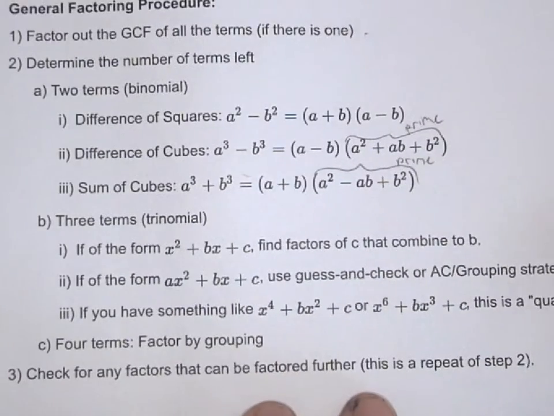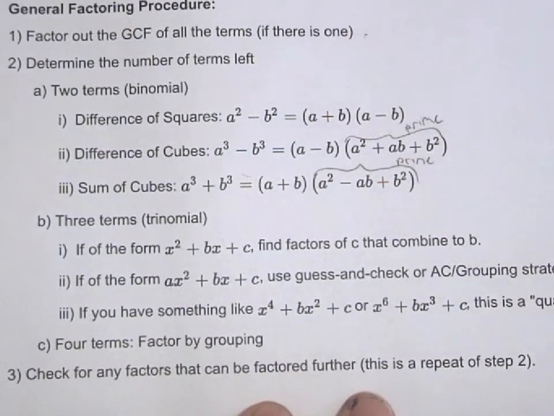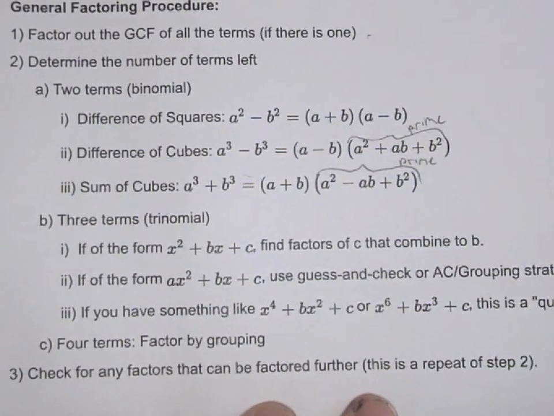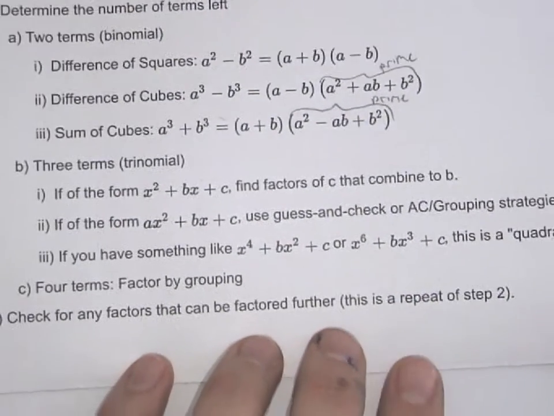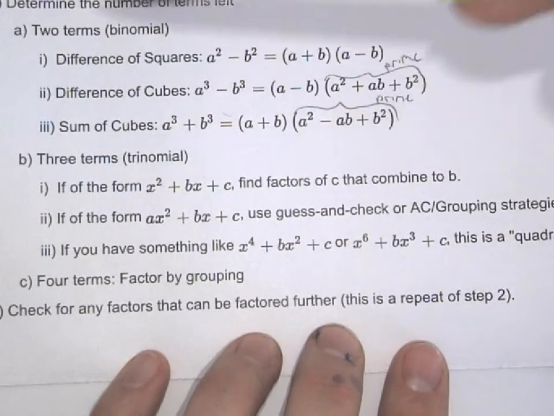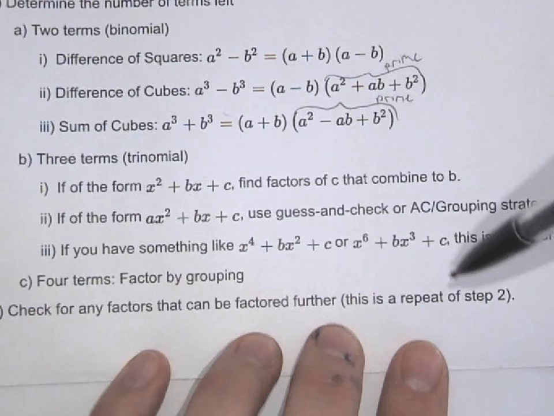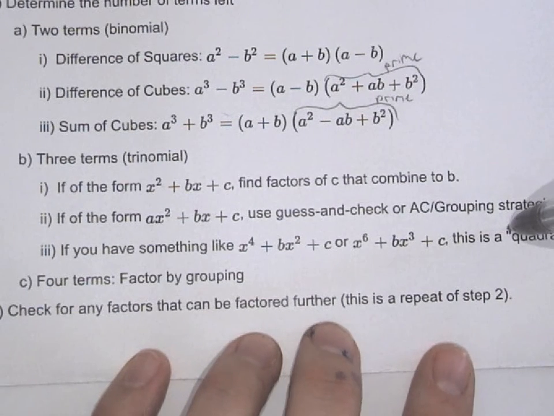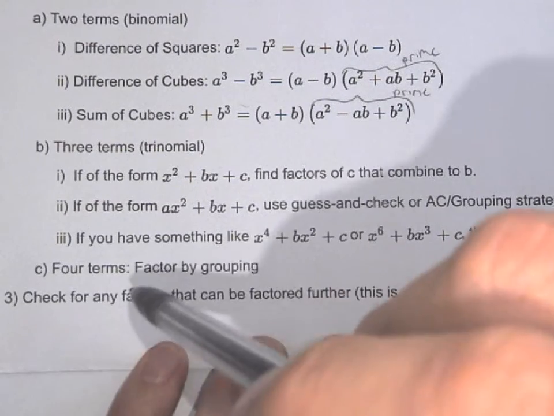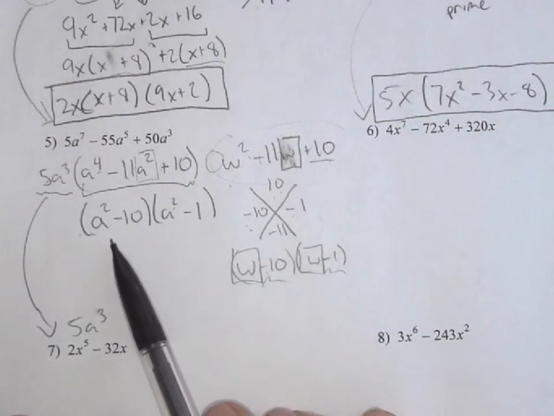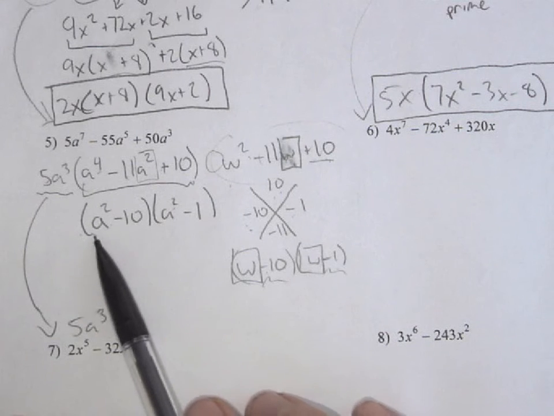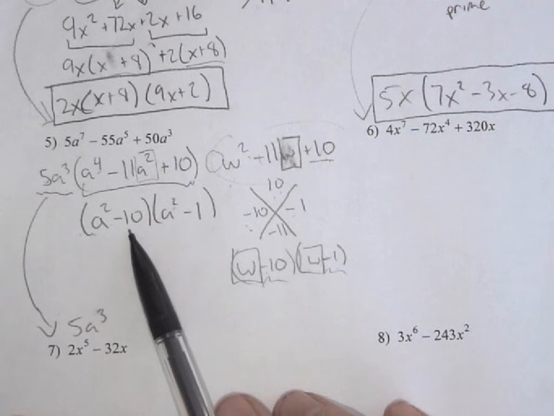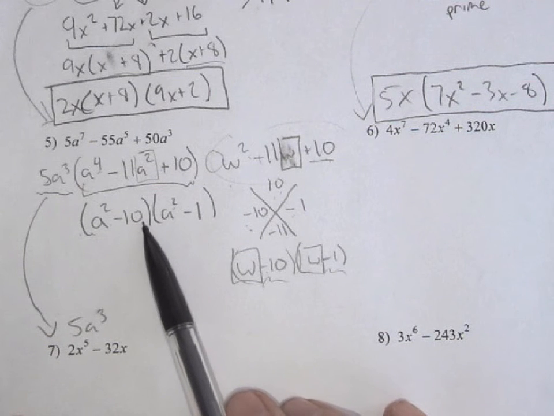So let's run through our steps again just to double check. Step 1, factor out the greatest common factor, check. It was 5a to the third, we did that. Then we came down and decided it's not a 2-term, it's a 3-term, and it's actually a quadratic in nature, and so we factored that guy. Step 3 would be check for any factors that can be factored further. So we go back, and this guy looks kind of like a difference of squares, but that is not a perfect square.